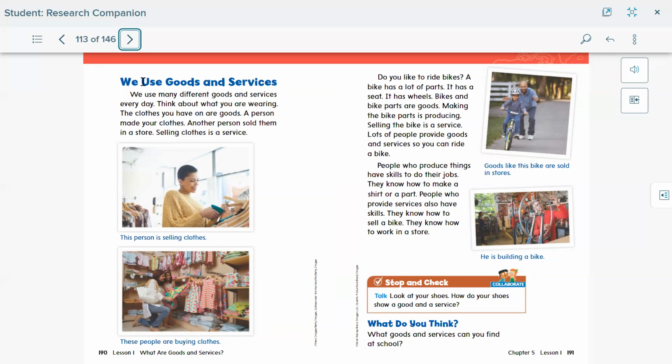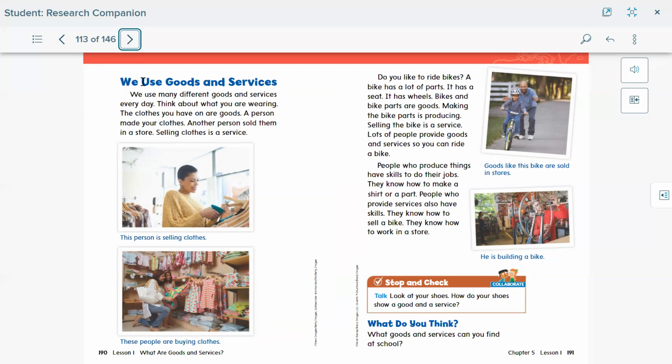We use goods and services. We use many different goods and services every day. Think about what you are wearing. The clothes you have on are goods. A person made your clothes. Another person sold them in a store. Selling clothes is a service.